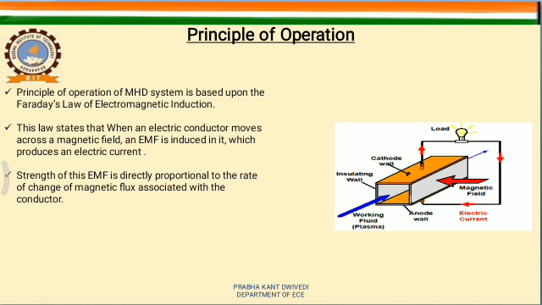So, if there is relative motion between the magnetic field and a conductor, there would be a potential developed in the conductor, and the strength of this potential depends on how fast the flux associated with this conductor is changing. So the strength of this potential is directly proportional to the rate of change of magnetic flux associated with this conductor.